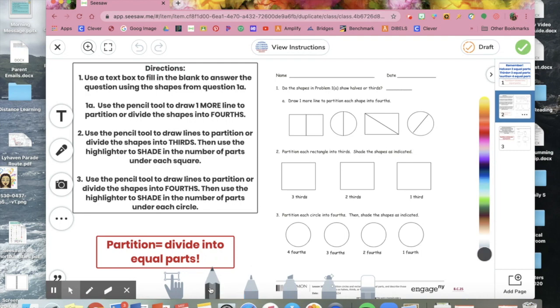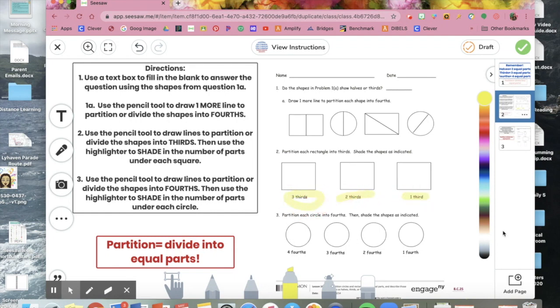I would use this pencil tool to help you partition or draw. And then I would use the highlighter tool to shade in the parts, okay? So you're basically doing the same exact thing I just showed you. Question 1, you need to write if it's showing halves or thirds. You're going to draw one more line to show fourths. And then number 2, you are partitioning each rectangle into thirds. And then you need to take a look at here to know what to shade in.